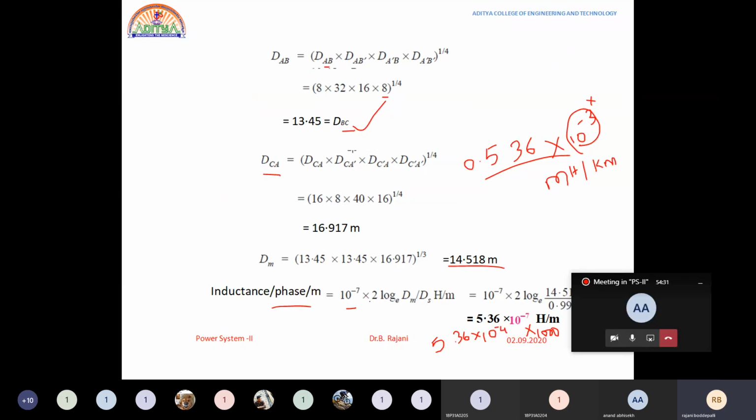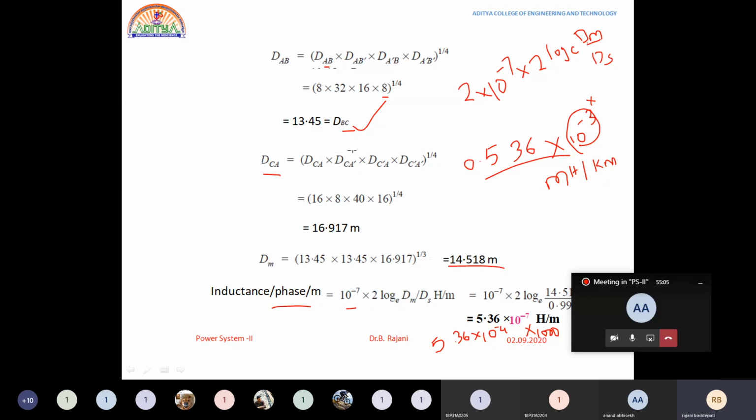2 into 10 to the power of minus 7 into 2 log e dm by ds. What is dm? Mutual GMD. What is ds? Self GMD. What is the value here? This 2 into 2 becomes what? 2 into 2, 4 into 10 to the power of minus 7 log e dm by ds.